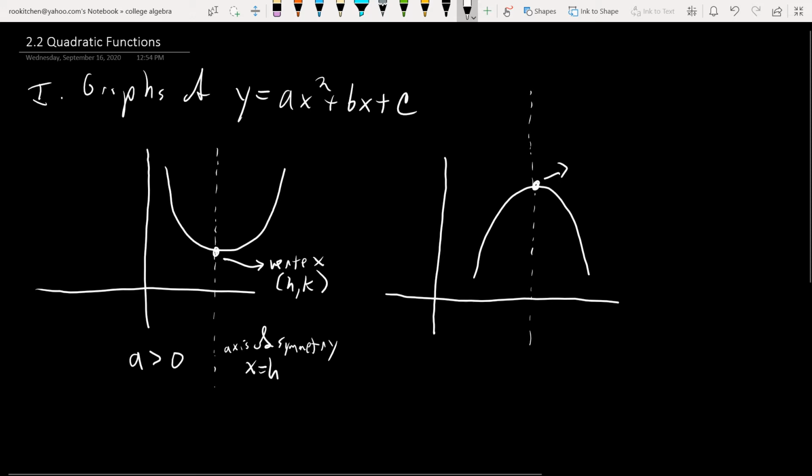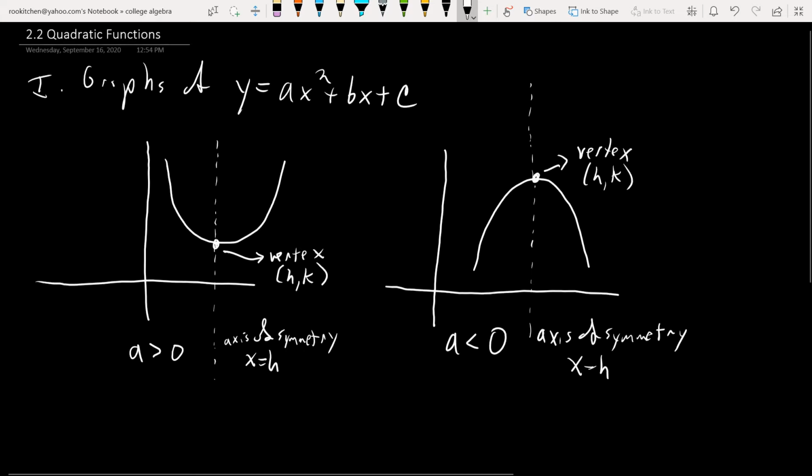We often use these things for maximization and minimization. So if it's concave up, the first case, we can minimize it. We just look for the vertex. If it's concave down, the second case, we can maximize it by finding the vertex. Again, the vertex is located at h comma k. The axis of symmetry is going right through it, located at x equals h, and the leading coefficient this time is negative.